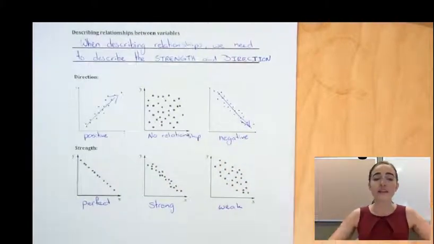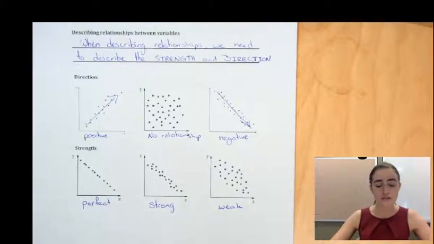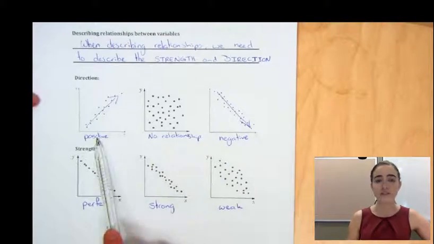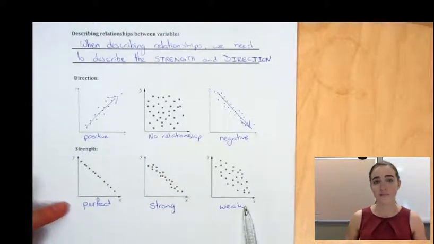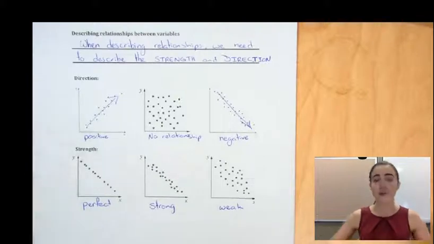So when we're looking at a scatter graph and we're describing the relationship, we need to use two words. We're either going to say it's positive or it's negative, and we're going to say whether it's perfect, strong, or weak. So for example, you might have a weak positive or a strong positive relationship, or you might have a perfect negative or a weak negative, or you could just have something that looks like this, where there's no relationship at all.